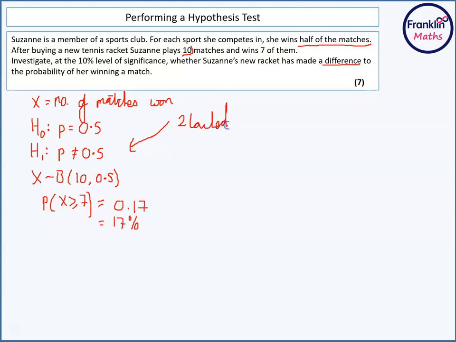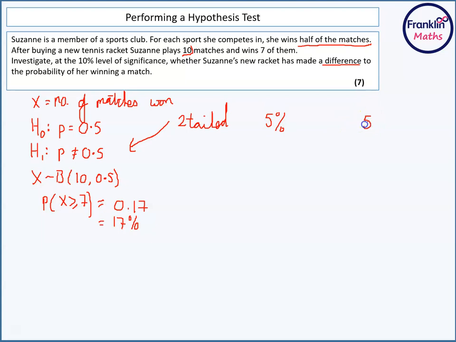Now, if it is a two-tailed test, we're going to have basically an upper and lower value. We're going to have extreme values. So if, for instance, Suzanne had only won one game, we go, yeah, tennis rackets made a difference. If she won 9 games, yeah, it probably would have made a difference. So this is two-tailed. Now, if it's two-tailed, you must split the significance level into 2. So you're going to have 5% and 5%.